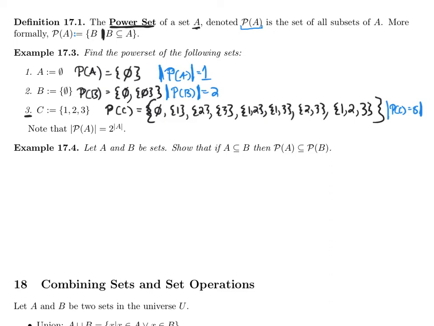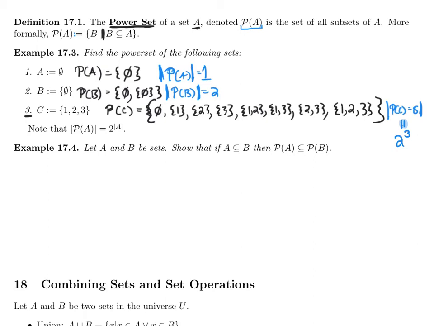And it can be shown always that the size of a power set, of a finite set anyway, is 2 to the number of elements in your original set. So here we had 3 elements, so the power set had 2 to the power of 3, since there are 3 elements in A.